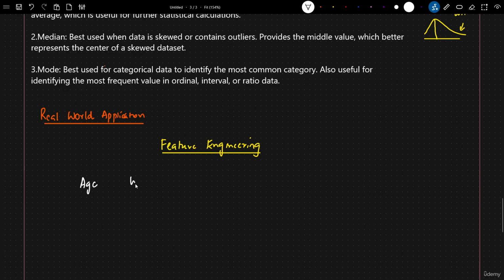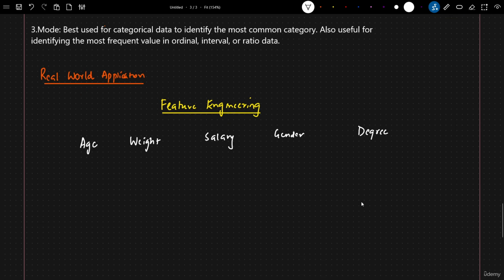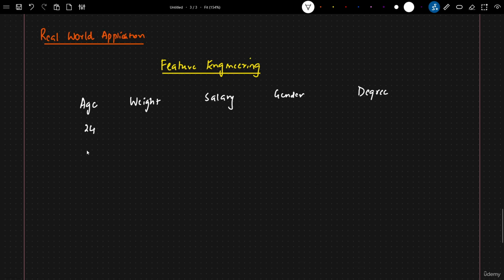Let's say you have a data set which has features like age, weight, salary, gender, and let's say you also have another feature called degree. Okay. With respect to age, let's say I have values like 24, 25, 27, 24, 32. There are some missing values also, and there is something like 40. Okay. Then I have weight like 70, 80, 95. Then I have a missing value, one more missing value, 60, 65, 72.